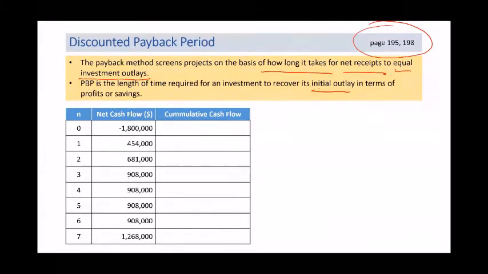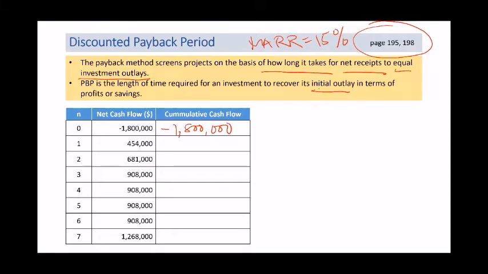Okay, how to do that? So first, in year 0, we'll just copy the net cash flow. So that is negative 1,800,000. Okay, so that is the initial. And then for year number 1, take note that 1 year has passed. So in other words, we need to charge the initial amount with the MARR or the interest. So in this case, our MARR is 15%. That is according to the book, to the problem.